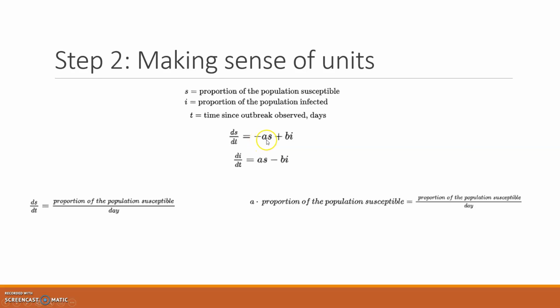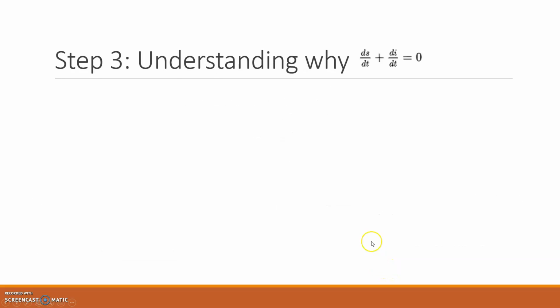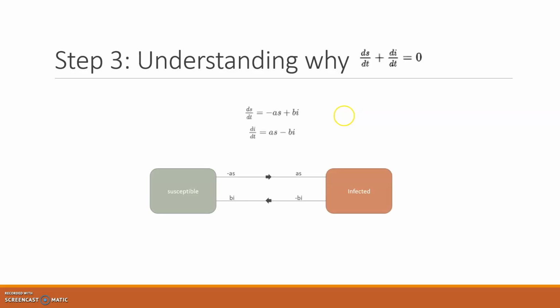If we were to look at the negative AS here, for example, you have A times S, and its units are the proportion of the population susceptible, which has to equal this here. The only thing that's missing here is per day, which means A has to be per day, where A is just some proportionality. It's the same thing for B, where all you're missing here is the day, so B is per day, where B is some proportionality.